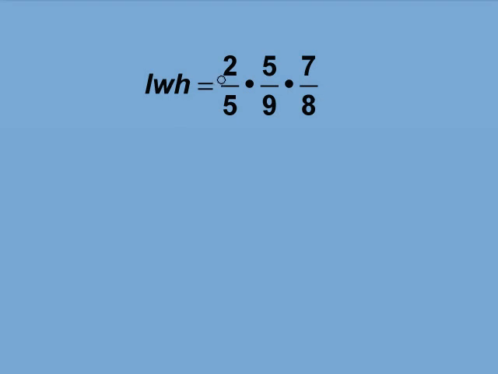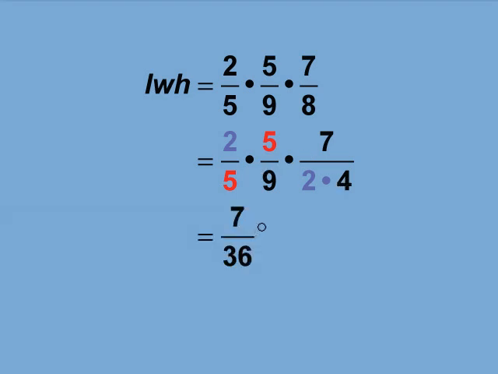Notice that 2 in this numerator and 8 in this denominator have a common factor of 2. Also notice the 5 in the denominator and the 5 in the numerator. This expression more easily shows the common factors, which divide out. What we're left with is 7 in the numerator and 9 times 4 in the denominator. The fraction simplifies to 7 over 36.